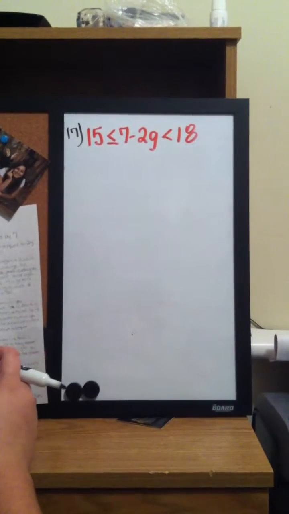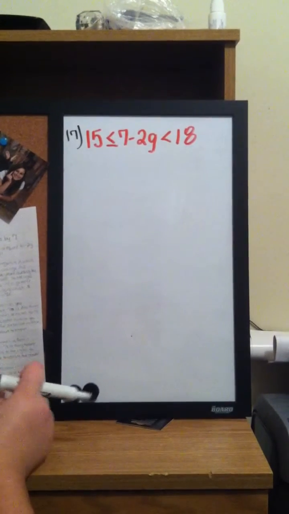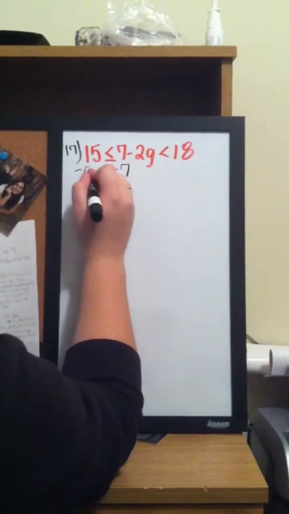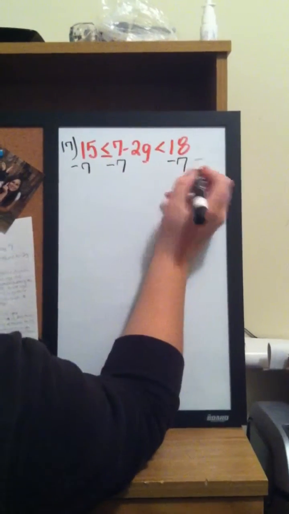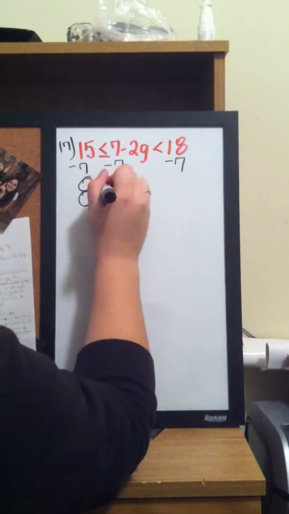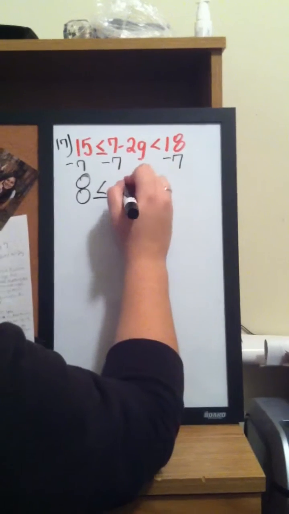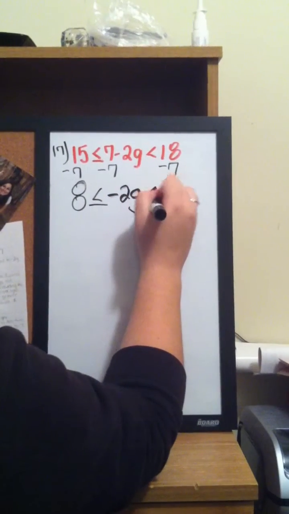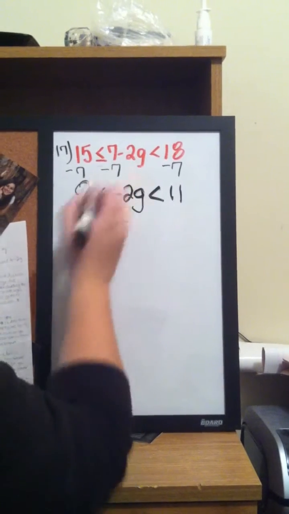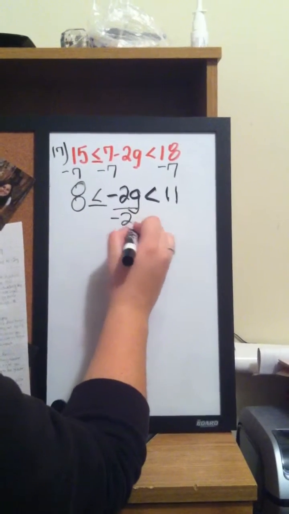I'm doing number 17, which is to solve the inequality. So the first thing you do is subtract 7 from all sides, giving you 8 is less than or equal to negative 2g, which is less than 11. So you divide all sides by negative 2.